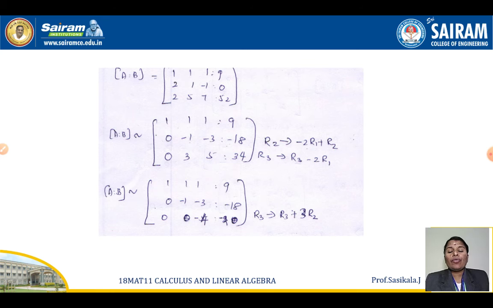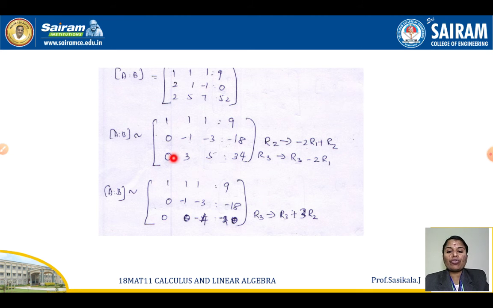Now what you have to do is make the first element of the second row and the third row 0 by using your first row. That is what is done. Multiply with 2, and then you subtract it from R2 and R3, and you can get your 0, isn't it? So R2 implies minus 2 R1 plus R2. So we will get 0, 2 minus 2 is 0, then 1 minus 2 is minus 1, minus 1 minus 2 is minus 3, and then minus 18, right? The next one, what is that? 2 minus 2 will be 0, 5 minus 2 is 3, 7 minus 2 is 5, and 52 minus 18 is 34. Okay, now the next one.